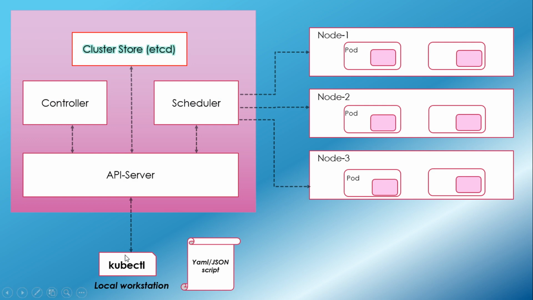See, as soon as I delete it from this, again it will inform the API server. Hey API server, I have one pod issue, I have deleted my pod. Oh, okay, you deleted? Then let me update my internal store. Then the API server will intimate to the cluster store, and etcd will take care of that again. Okay, it's deleted.